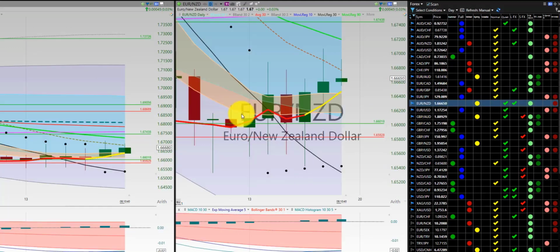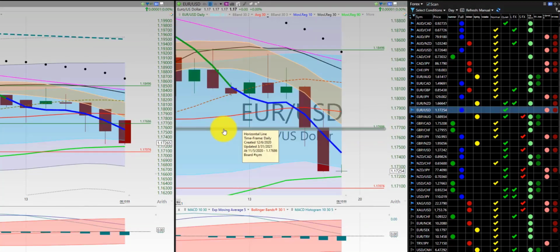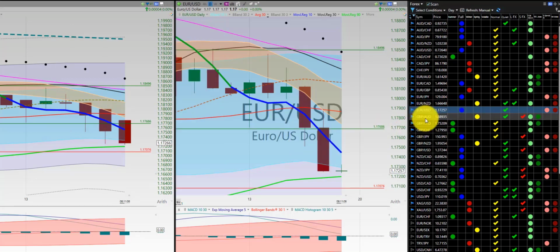Euro New Zealand dollar, very choppy. An initial trade here, out for a loss, and then a nice 1, 2 out on Friday. Euro US dollar, no trade here, Heikin-Ashi not in agreement, not in agreement, not in agreement, and then a 1, 2 out for Friday. Nice gainer on Euro US dollar.